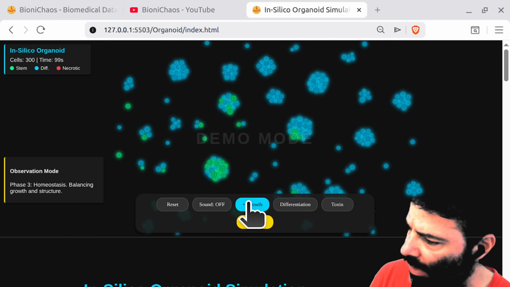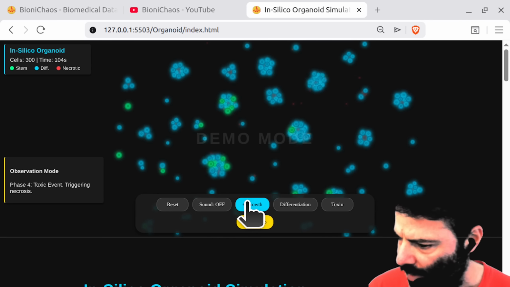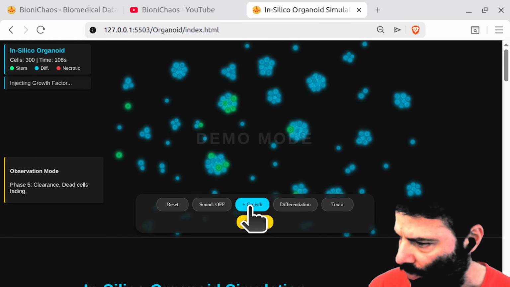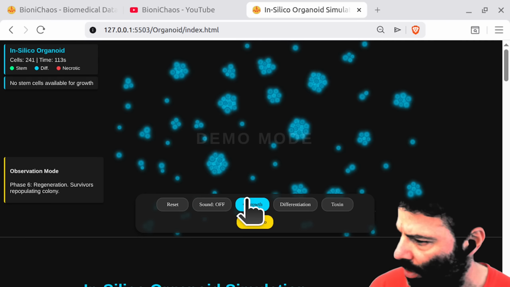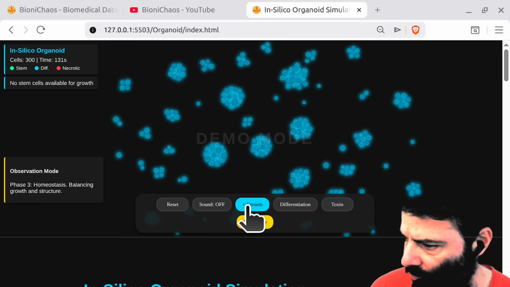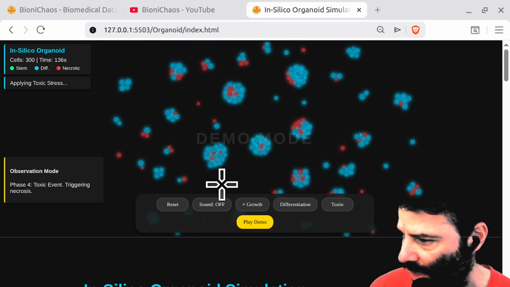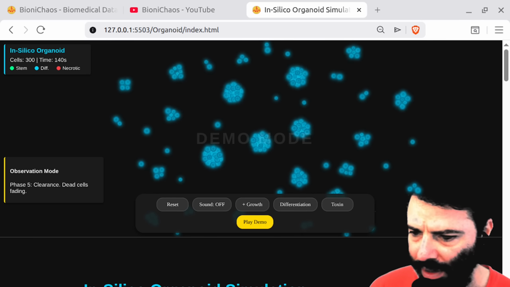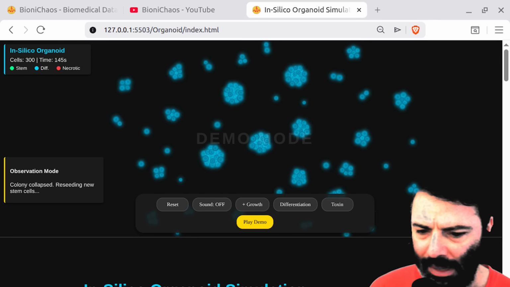Also, another problem is the limit. We want to indicate that the limit was reached somehow with a message, like when we're trying to grow and the growth is not working because the limit is reached. Yeah, we shouldn't say no stem cells available for growth. We should just say that the limit of the overall number of cells was reached. Can we update the code that way?